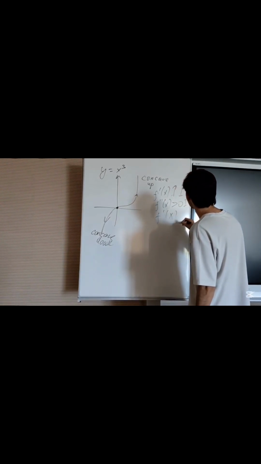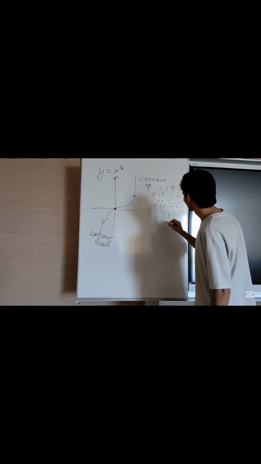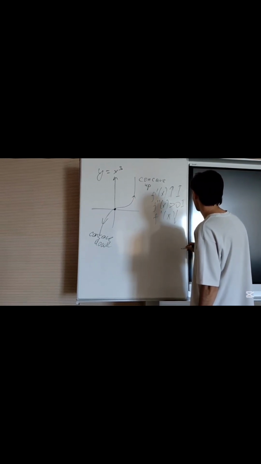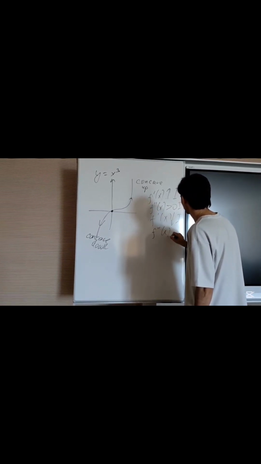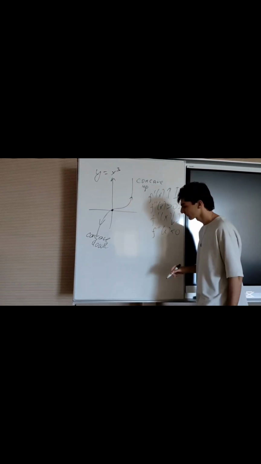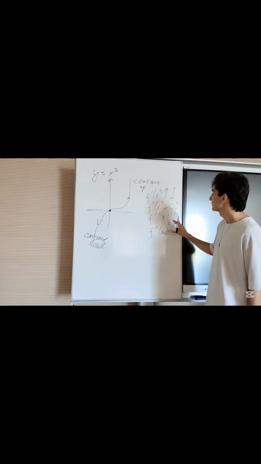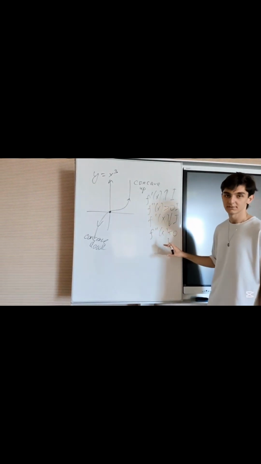So for f(x), the first derivative of f(x) should be decreasing in the range, let's say, I, and the second derivative of f(x) should be less than 0. So this is the connection between concavity and the second derivative.